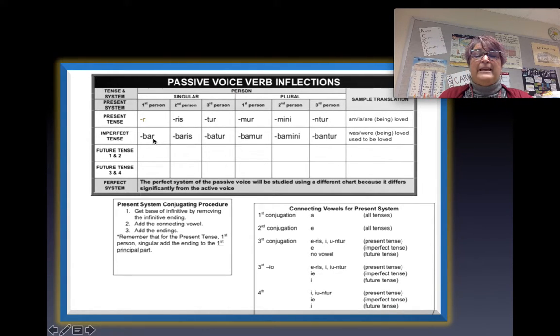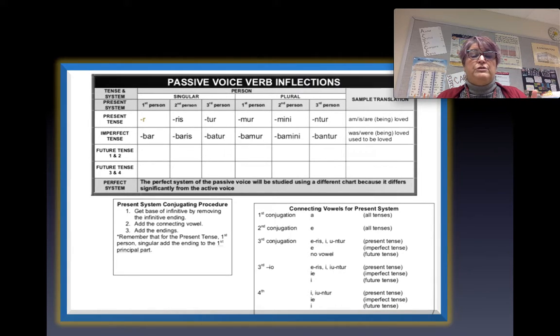It is the ending that comes after the ba, which tells us that we're in the active or the passive voice. So ar, ris, ter, mer, mini, ntur, the exact same endings that we saw up here. They're now in the imperfect tense because of the ba in front of them, but I'm still in the passive voice because I see ar, ris, ter, mer, mini, and ntur.